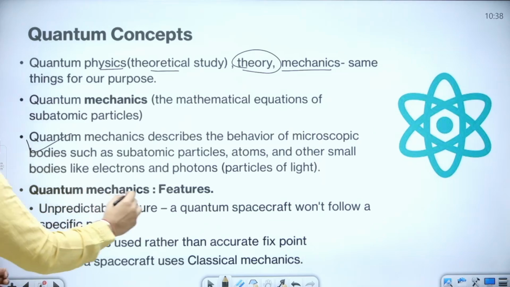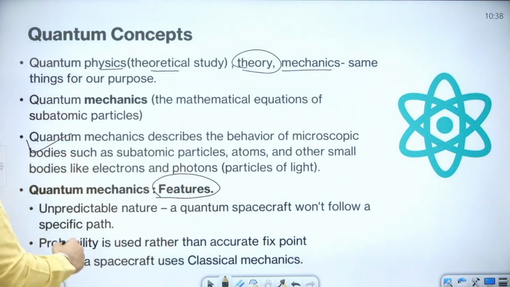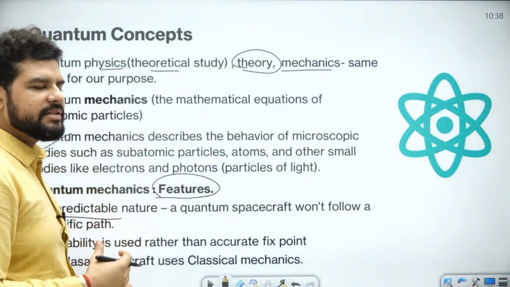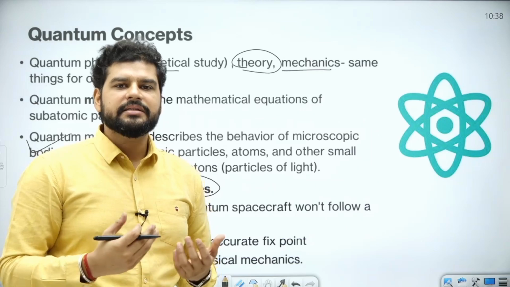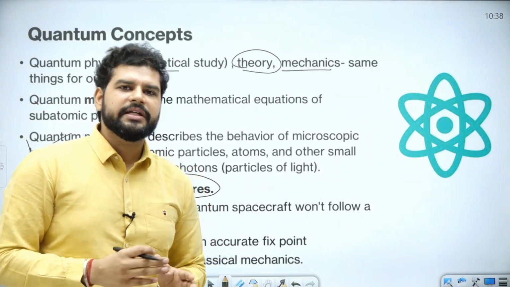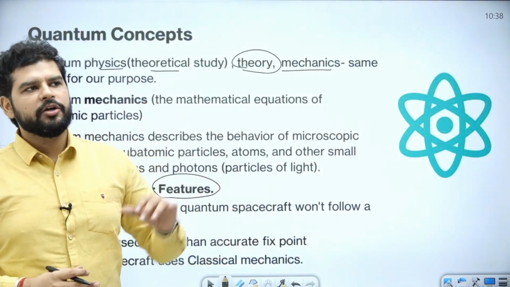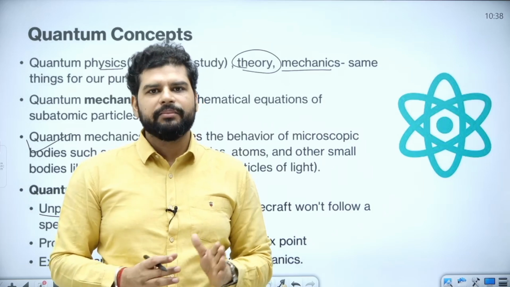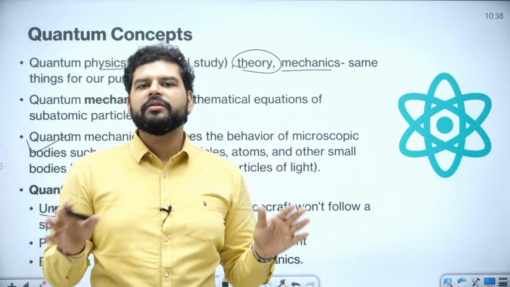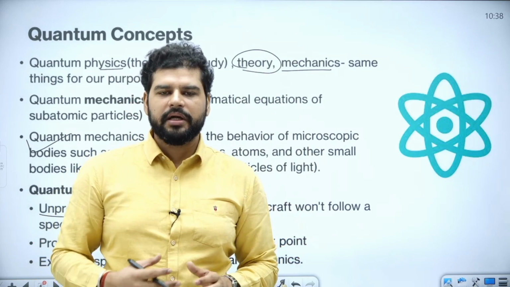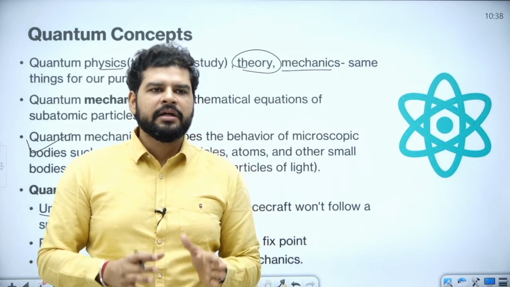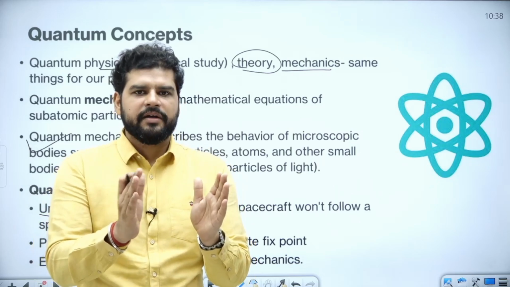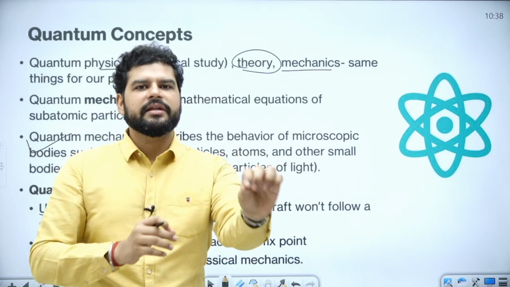So quantum mechanics has some features. See, the first thing is it is unpredictable. I told you in the previous slide that classical mechanics is predictable. When NASA sends a spacecraft into an orbit, it knows how to send it because of classical mechanics. The path is predictable. But in the quantum world, the path is not predictable. If somebody is traveling, there is a probability that they will exist in an area, and when you observe them, then you will see where they are.